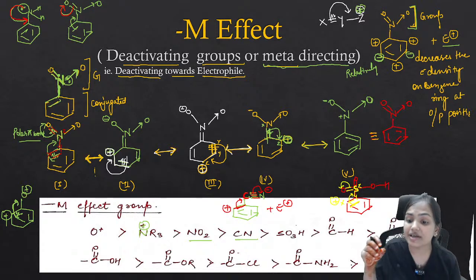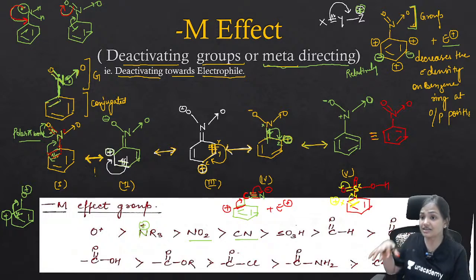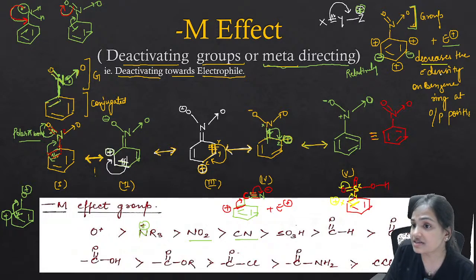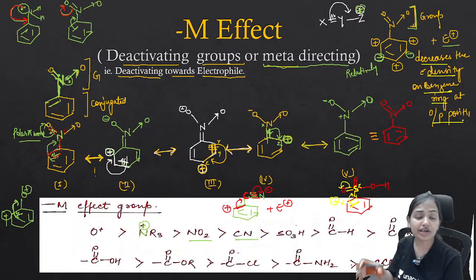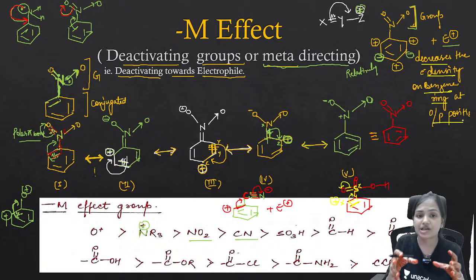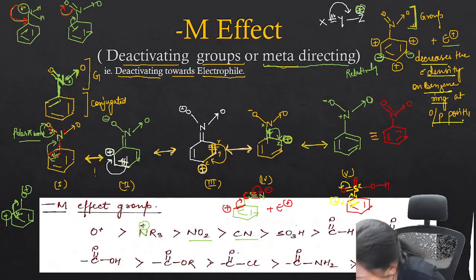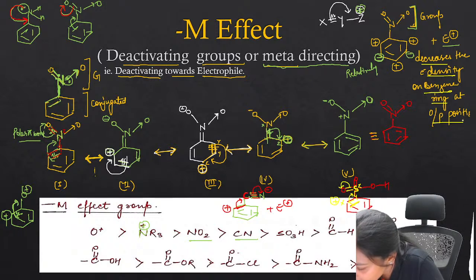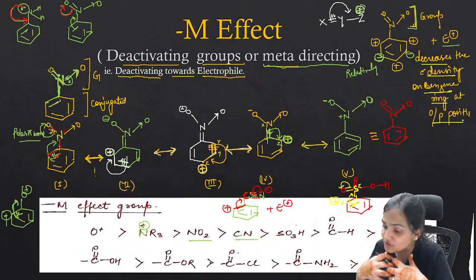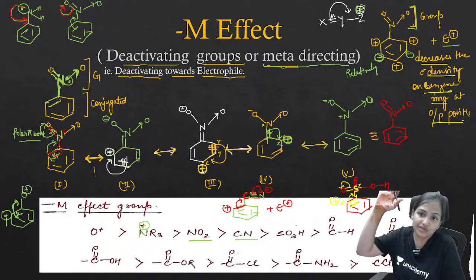So whenever we get a positive charge over the benzene ring, whenever the electron density of the benzene ring decreases at the ortho and para positions, this will be known as the minus M effect. Such groups are said to be deactivating groups, or deactivating towards electrophile. Okay, now tell me where this electrophile will prefer to attack? Meta, because relatively meta is more negative, so it will choose meta.